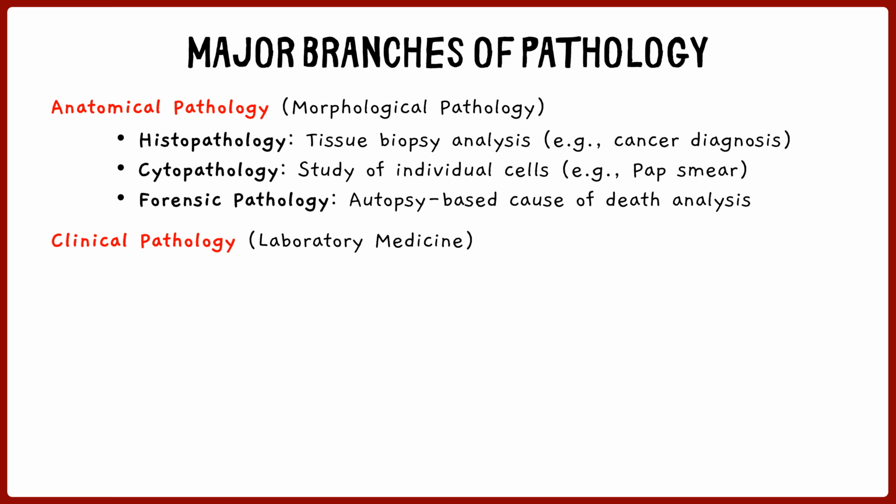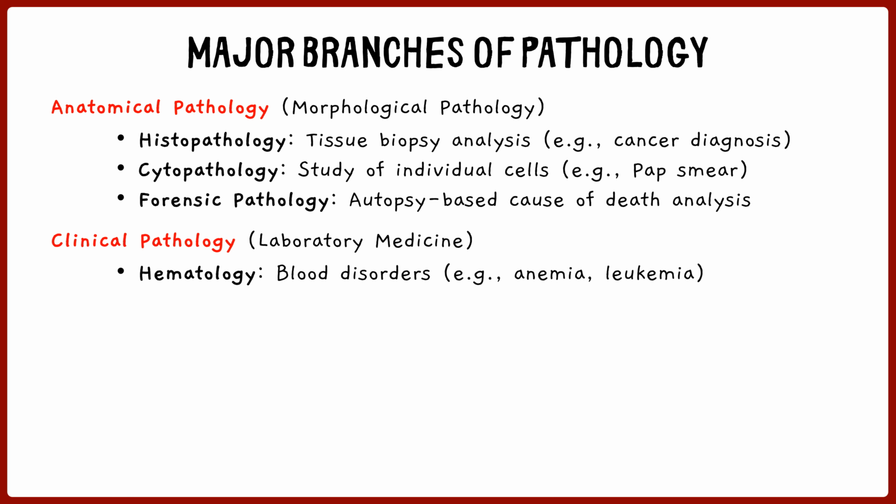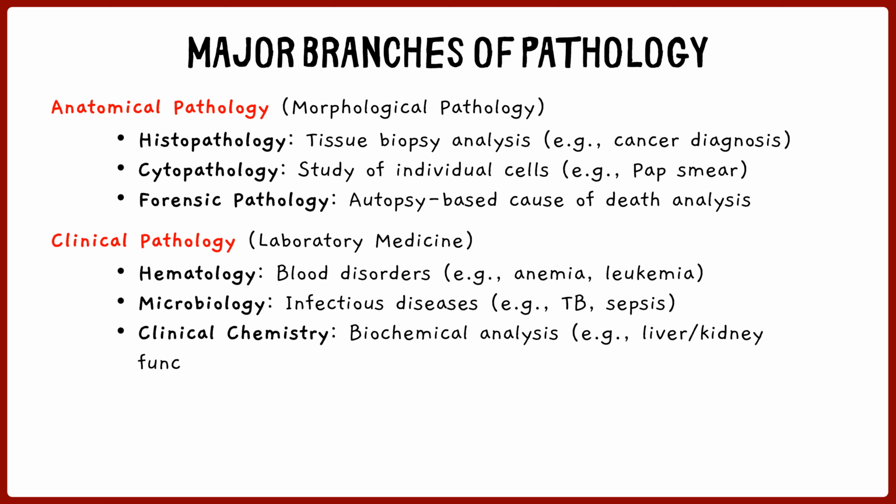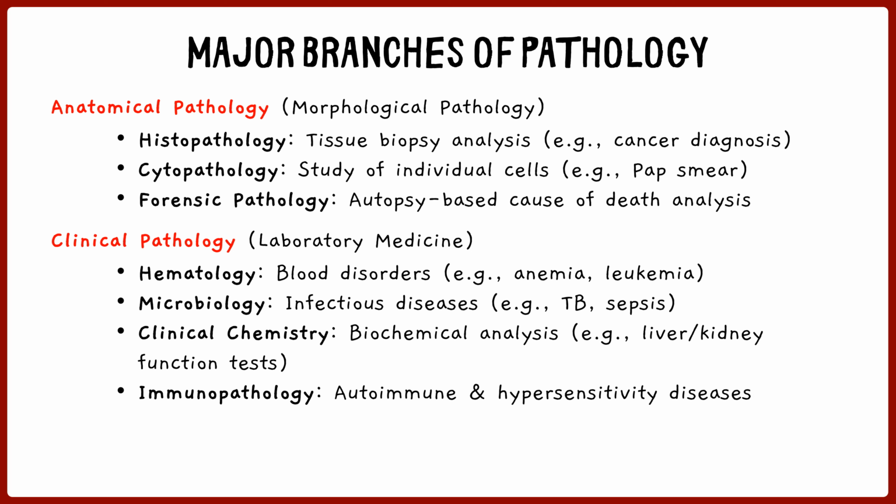We can also have clinical pathology, which is laboratory medicine. Hematology is a type of clinical pathology in which we try to see if there's anemia or leukemia and any blood disorders. We can also have microbiology, where we try to locate TB, sepsis, or the infectious diseases. We can also do clinical chemistry, which is very important because of the biochemical analysis, like the liver function test and the renal function test, which can sometimes be, especially if you're in internal medicine, a daily type of test. And we can also have immunopathology, where we test for autoimmune disorders or hypersensitivity diseases.